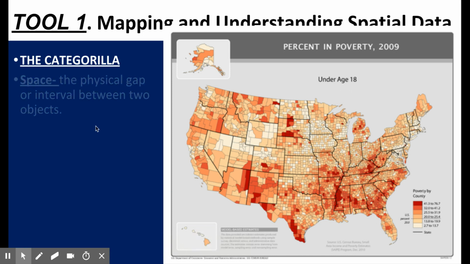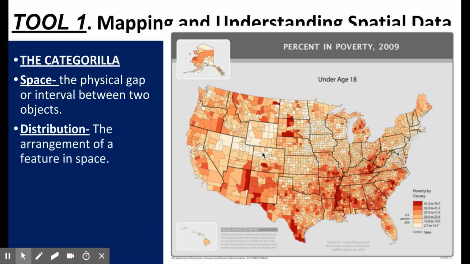Space is a first term you need to know, and space is just the physical gap between two objects. In class, we were using the term distance. Distance is our way of measuring space. So the space between California and, oh heck, Kentucky is going to be all the way in here.